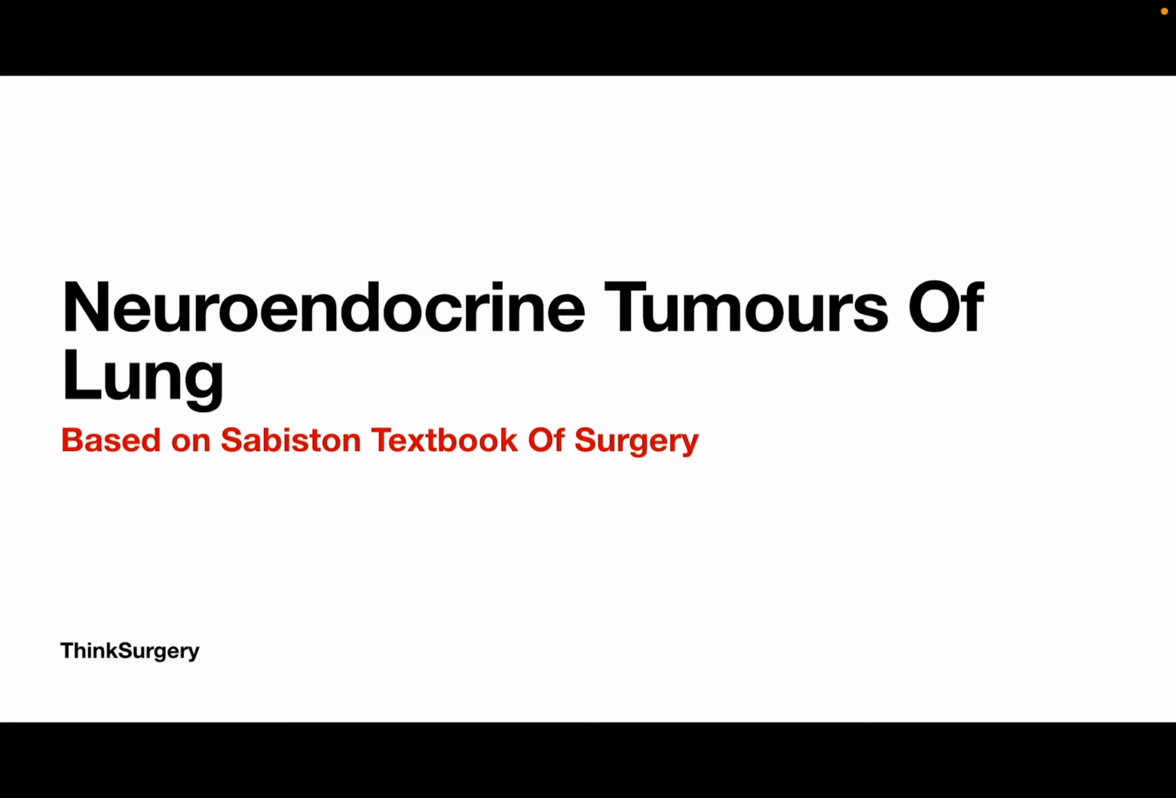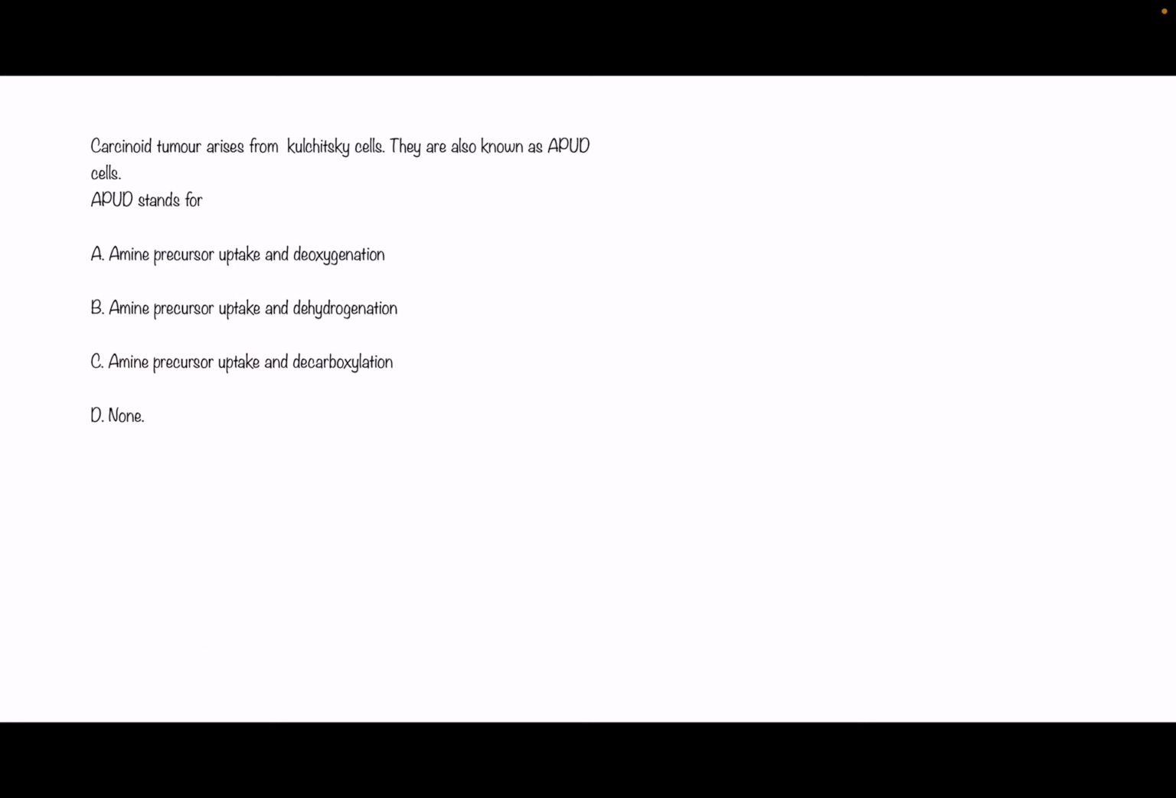Hi everyone, this video is going to be a brief discussion on neuroendocrine tumors of the lung. This is based on Sabiston Textbook of Surgery, and this discussion is going to be mainly with the help of MCQs. With the help of MCQs, we will cover the text and develop a good understanding of this topic. So we will look at the first question.